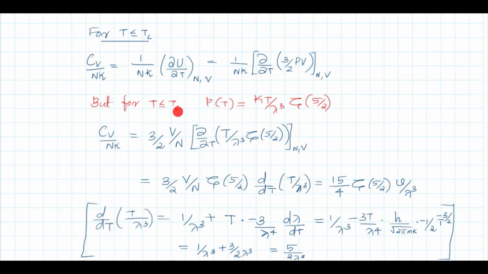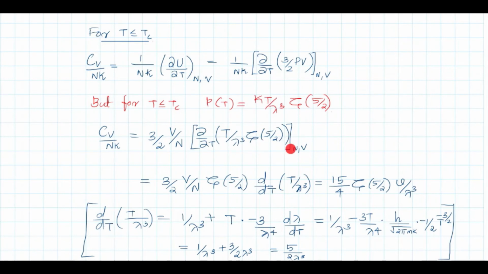For T less than or equal to Tc, pressure is given by kT/λ³ times g 5/2, the value of g 5/2(z) at z equal to 1. For T less than Tc, we can take z as 1. So substitute for this P, and you will get Cv by Nk equal to 3/2 outside, and V you can take outside because this is at constant N and V. So there is V/N, and k you can take inside. So instead of P/k you have T/λ³ times g 5/2.